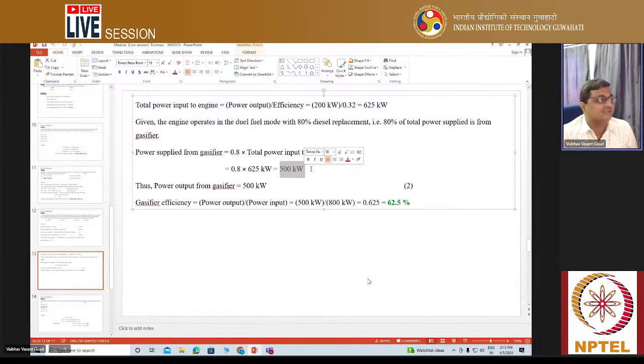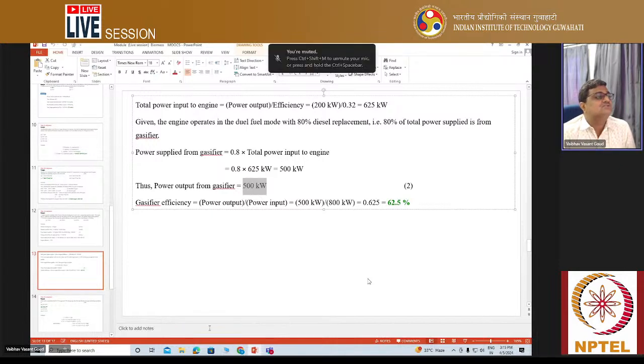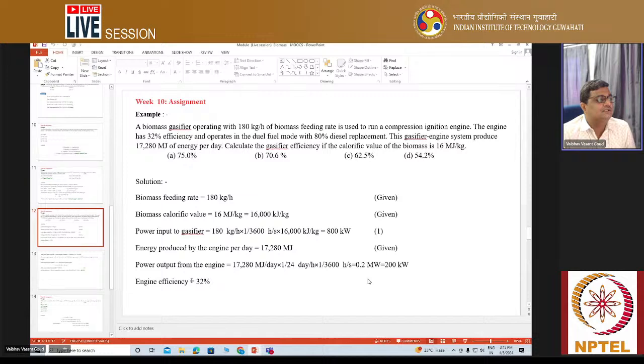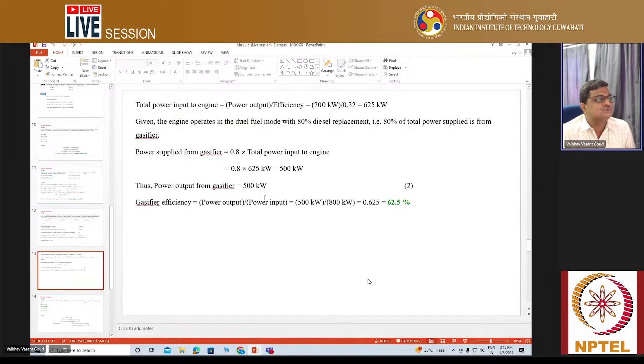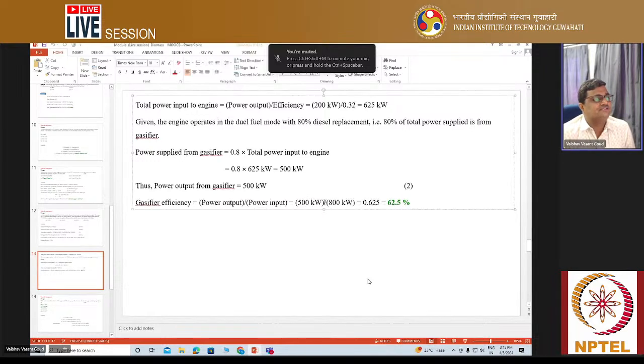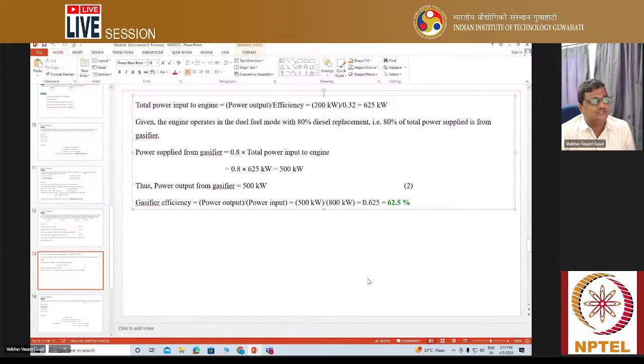the fuel. And now once you know this quantity, you can easily calculate the gasifier efficiency, because this is the power output from the gasifier, right? The power input we have just calculated in the previous slide, that is around 800 kilowatt here, right? Power input to the gasifier. So if you divide these two quantities, output by input, it gives this much efficiency. That means the gasifier efficiency is 62.5%.